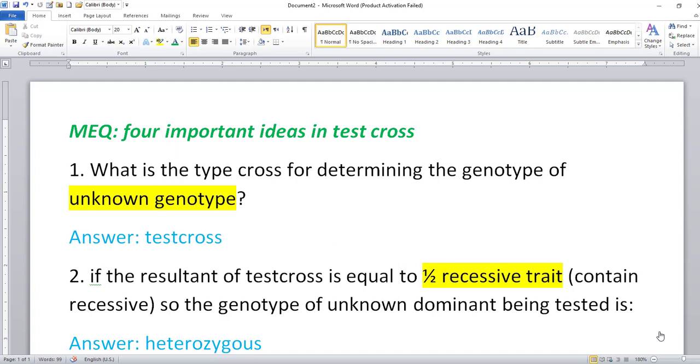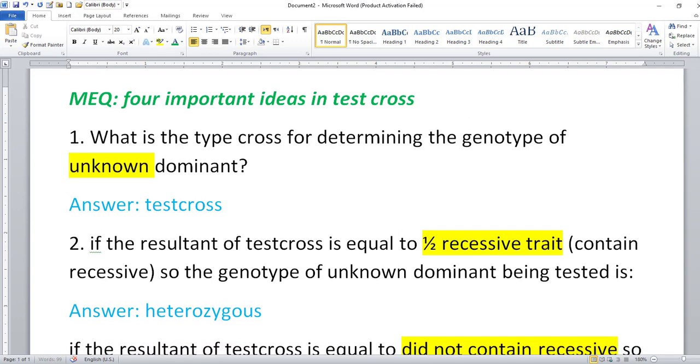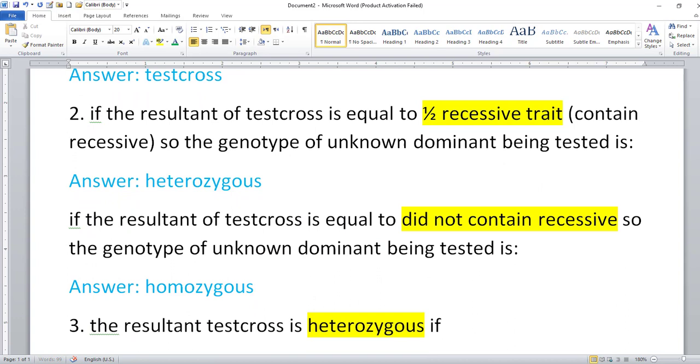This is a ministry exam question, important ideas in the test cross. First, for example, what is the type of cross for determining the genotype of an unknown dominant? The unknown dominant. The answer is test cross. That is the definition. Second idea.